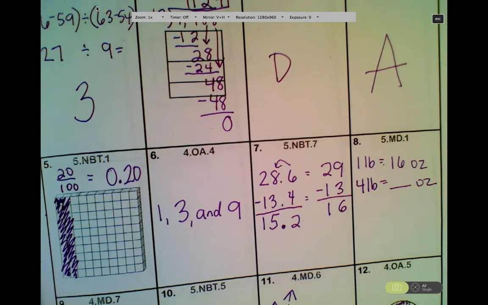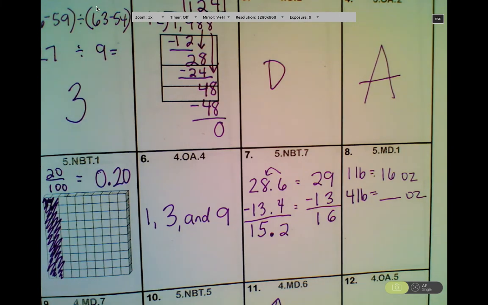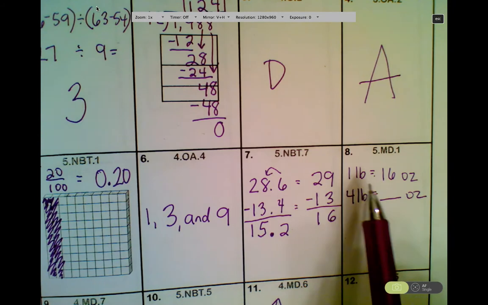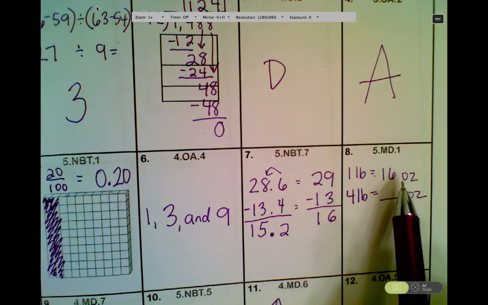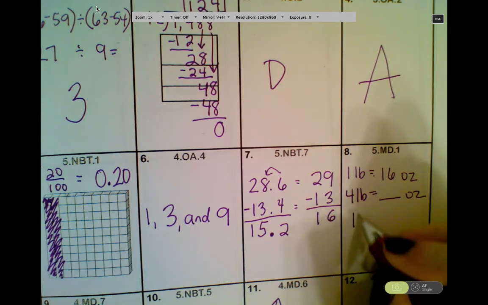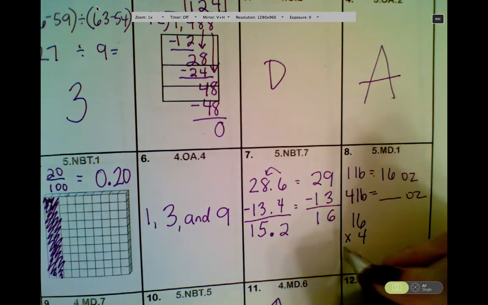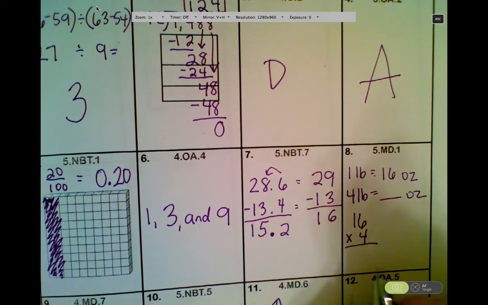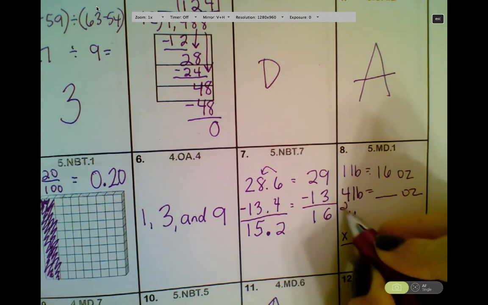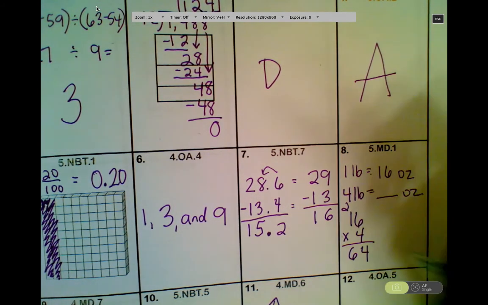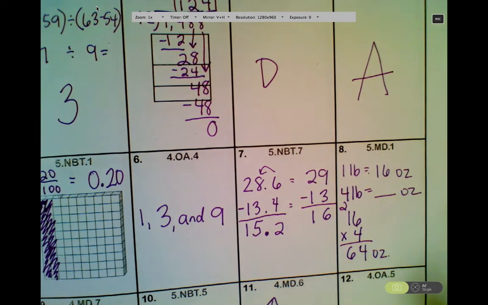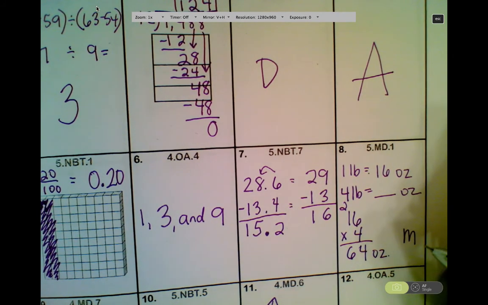Number 8. They want you to convert 4 pounds to ounces. Will the converted amount have more or fewer units than the original? Well, I know that 1 pound is 16 ounces. So I will multiply 16 by 4 pounds to figure out how many ounces are in 4 pounds. And my answer is 64 ounces. And that means there are more units than the original.